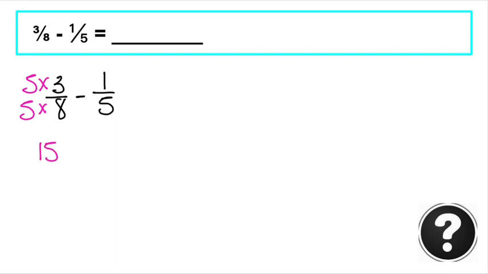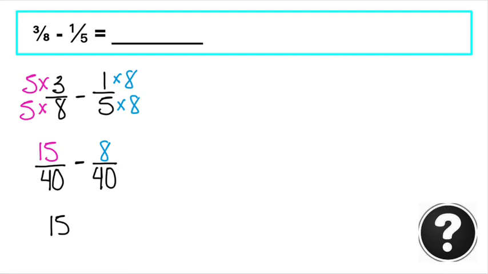So 5 times 3 gives me 15. 5 times 8 gives me 40. Now I'm going to do the same thing for my second fraction, except this time I'm multiplying 5 by 8, the opposite denominator, and what I do to the bottom, I do to the top. 1 times 8 gives me 8, and then 5 times 8 gives me 40. Notice how your denominators are the same now. So all you have to do is subtract your numerators and keep your denominator. 15 minus 8 leaves me with 7 out of 40.